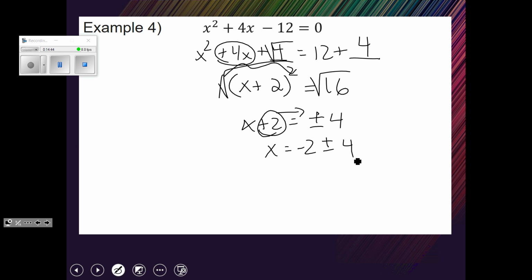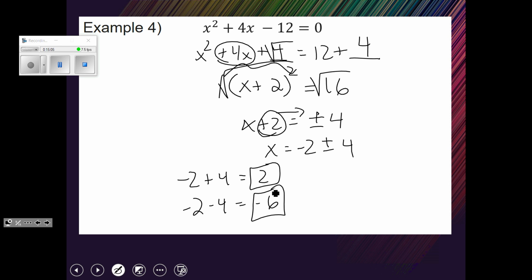I'm going to keep rolling with it. So negative 2 plus 4 is 2, and negative 2 minus 4 is negative 6. Any questions? All right. How many are good? All right.